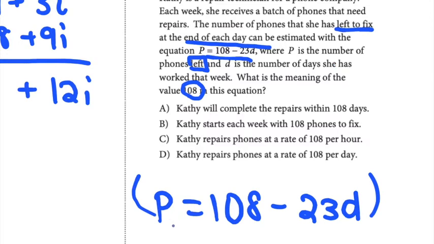So in this case, 108 seems to correspond with answer choice B, as the meaning of the 108 in this equation is that Kathy starts each week with 108 phones to fix, and that's why each day it's decreasing by 23 phones. And so we'll go with answer choice B here. 4 is B. Okay, so last question now, question number 5.